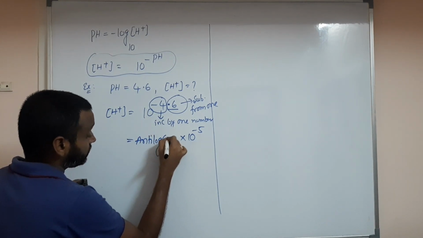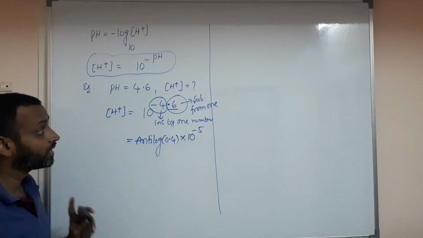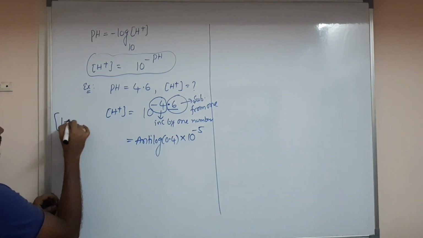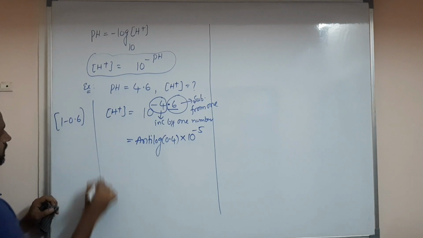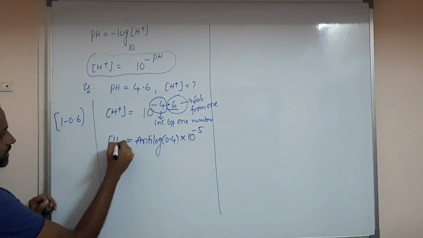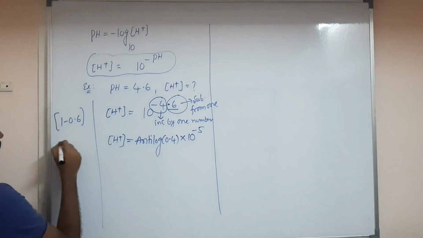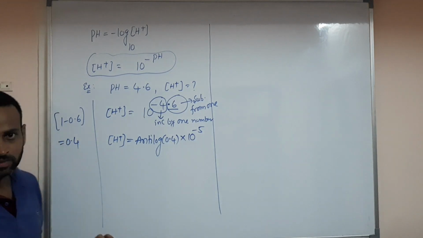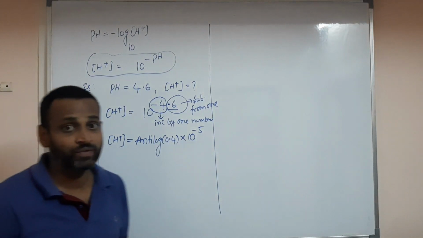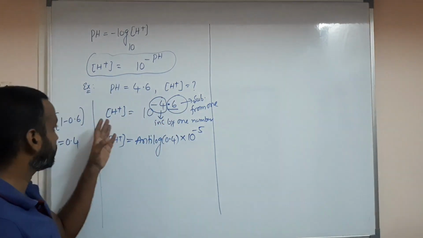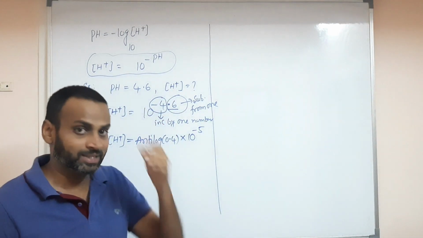Anti-log of 0.4. Why 0.4? Since it is 1 minus 0.6. This is the concentration of H plus. 1 minus 0.6 means you are having 0.4. Got it clearly? In this way, if you see anti-logarithms, then you will get the H plus concentration easily.